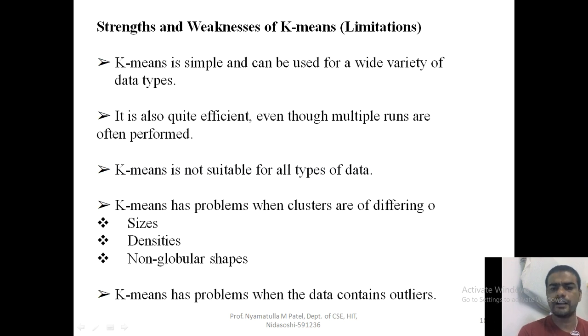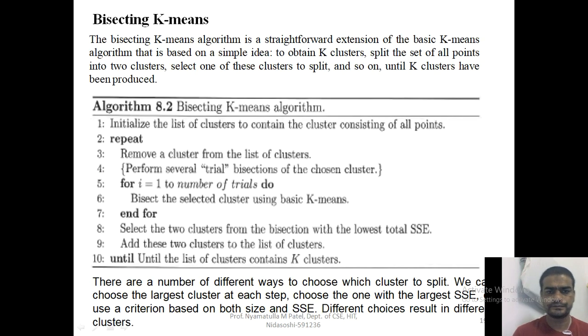So the k-means algorithm has problems when the clusters have different sizes, when the density is not regular, and when non-globular shapes are present. K-means also has problems when the data contains outliers. If you apply the k-means algorithm to data that contains outliers, nothing but noise, k-means clustering also has a problem.